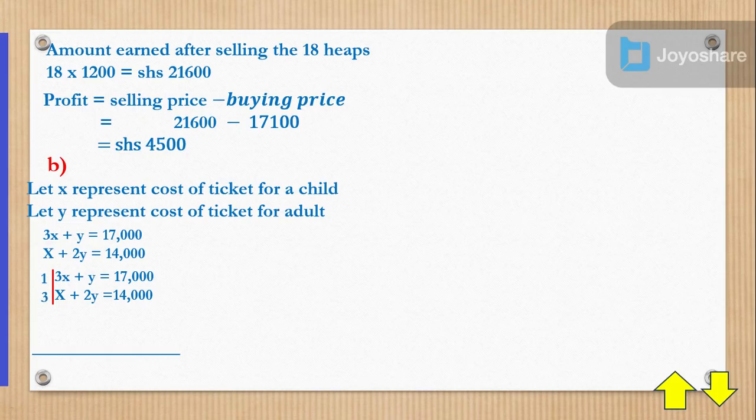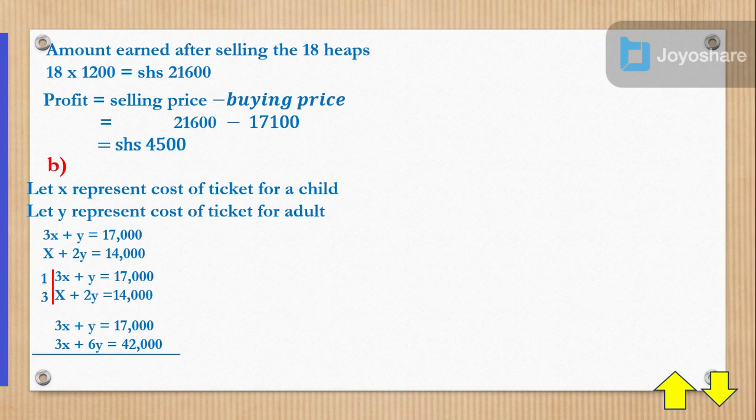And when you multiply the 2 separate equations, you shall get that. Okay, good. So you multiply 1 times 3x, you get 3x. You multiply 1 times y, you get y. You multiply 1 times 17,000, you get 17,000. Same way now, 3 times x we shall get 3x. You multiply 3 times 2y, you get 6y. And now 3 times 14,000, you shall get 42,000.